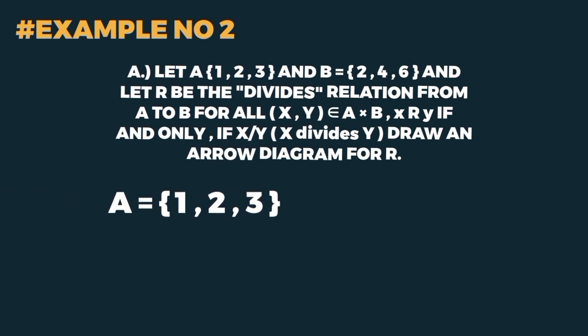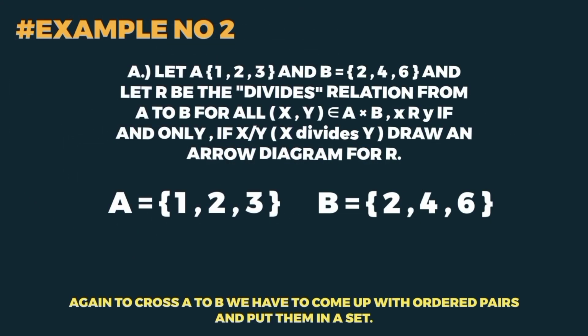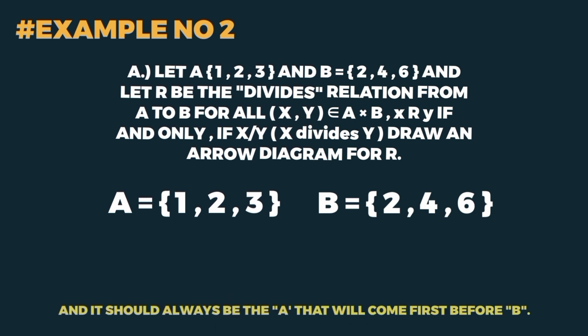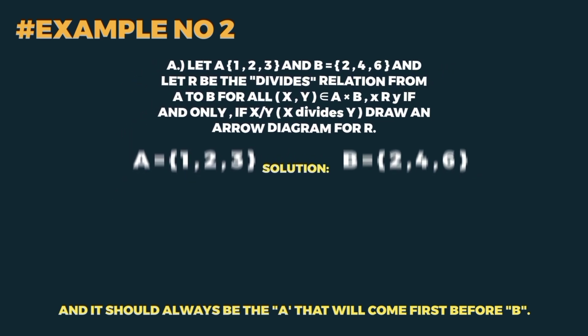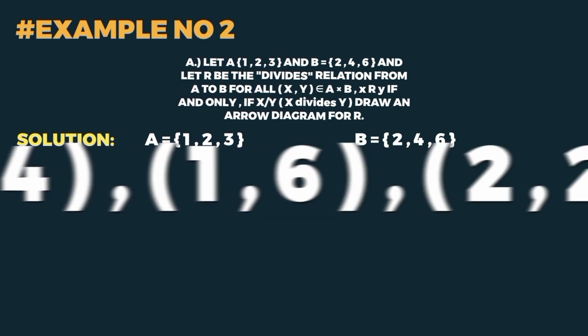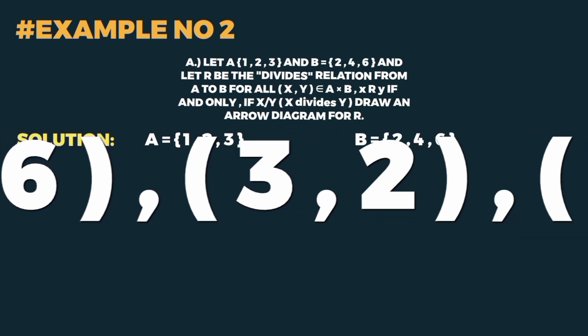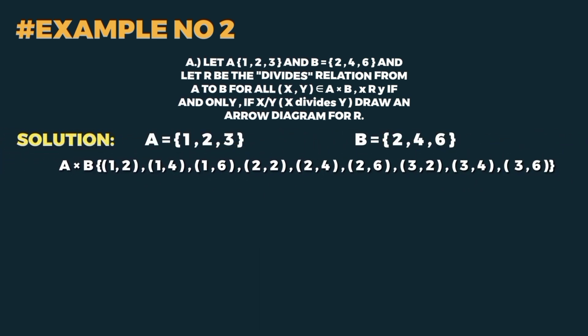Again, we have A equal the set {1, 2, 3} and B equal the set {2, 4, 6}. Now let's determine A cross B. Again, to cross A to B, we have to come up with ordered pairs and put them in a set. And it should always be the A that will come first before B. We have (1, 2), (1, 4), (1, 6), (2, 2), (2, 4), (2, 6), (3, 2), (3, 4), and (3, 6). After that, we are going to determine the ordered pairs for which X divides Y.